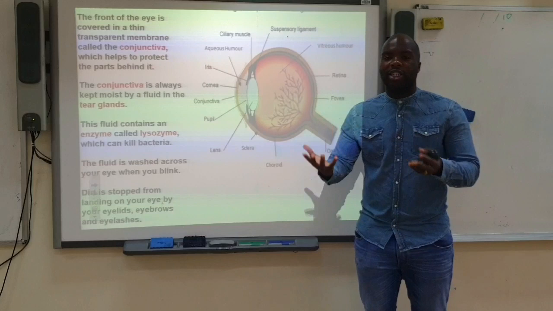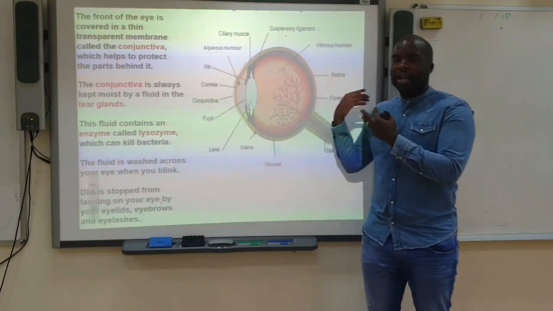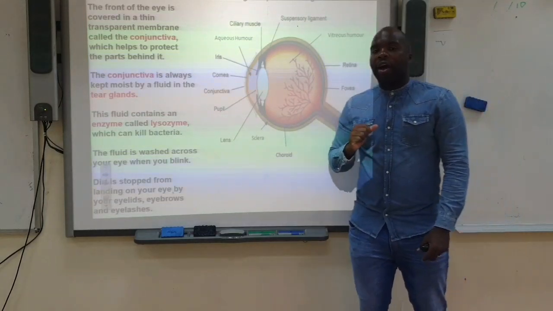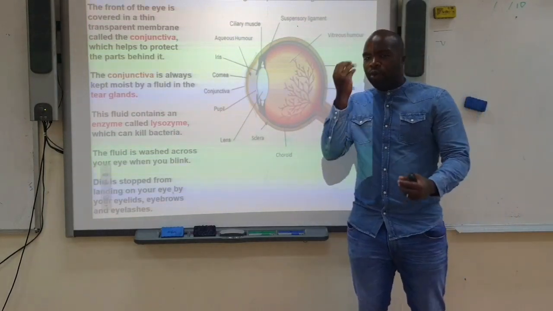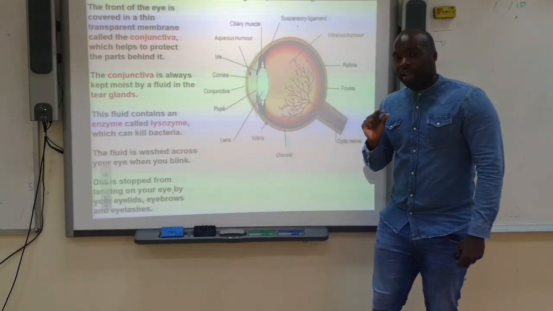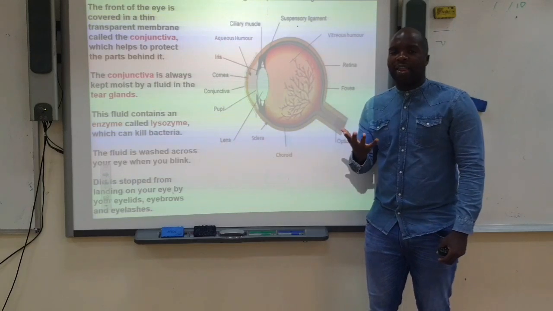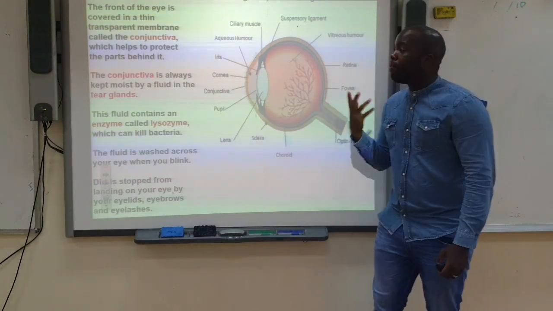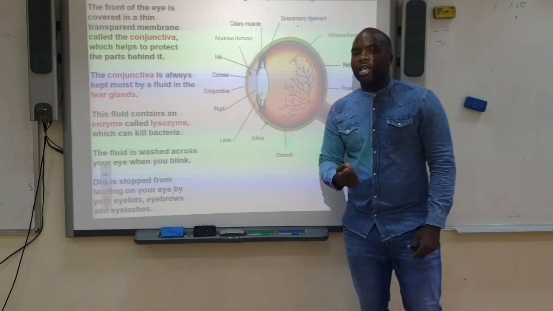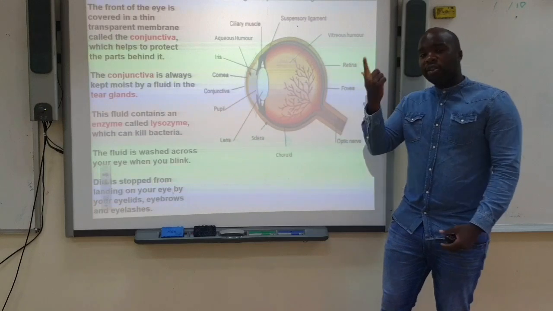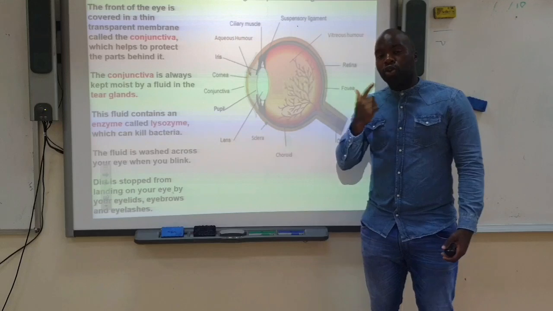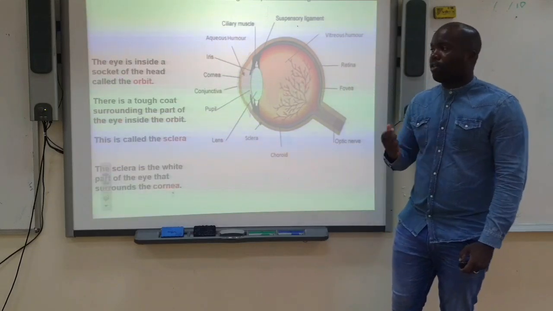The conjunctiva essentially helps protect anything else in the eye that's behind it. Now, the conjunctiva must be kept moist, and it's kept moist by a fluid that's secreted from the tear glands. Now, in this fluid, we have a really special enzyme known as lysozyme. This lysozyme is important because it helps kill any bacteria that might be on the eye. Now, any other dirt is stopped getting onto the eye by your eyebrows, your eyelashes, or your eyelids. So let's look at the rest of the eye.